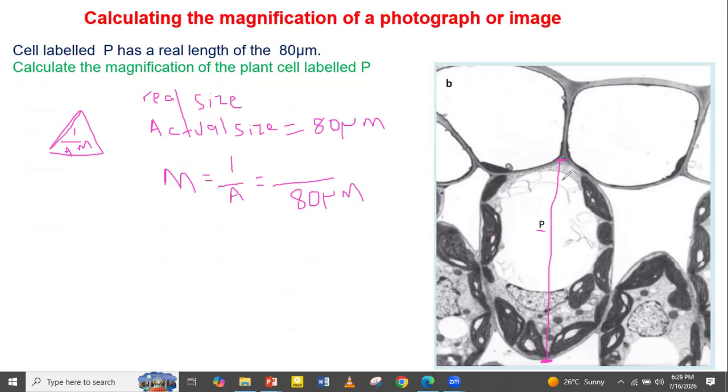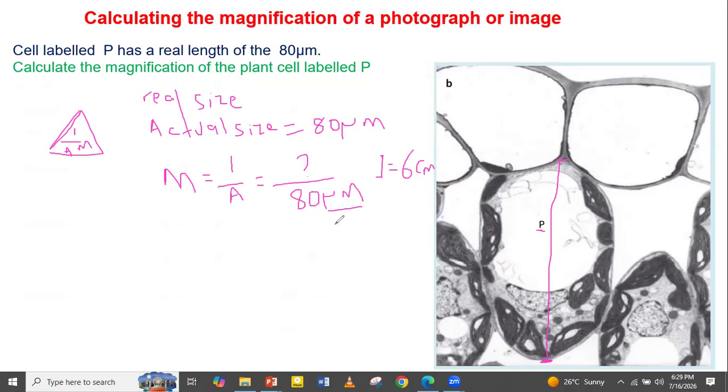So assuming you measure your length and you find out that the cell is 6 centimeters. So that means your image is 6 centimeters. That means you can go ahead and carry out your calculation. But according to this question, the actual size is in micrometers. So the first thing I'm going to do is ensure that my image size is also in the same units as the actual size.